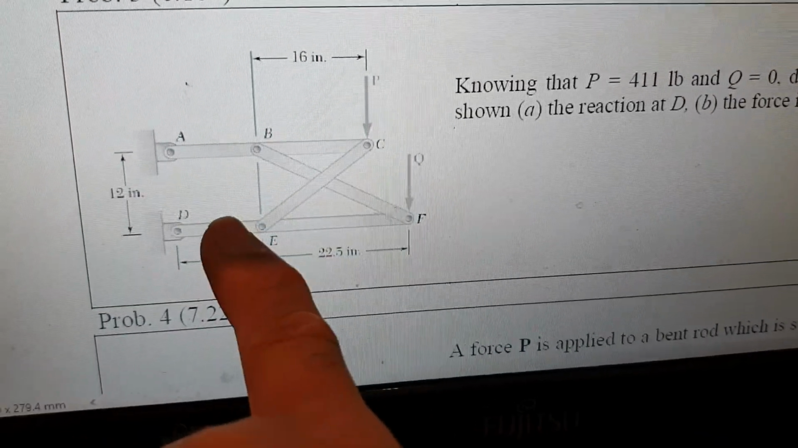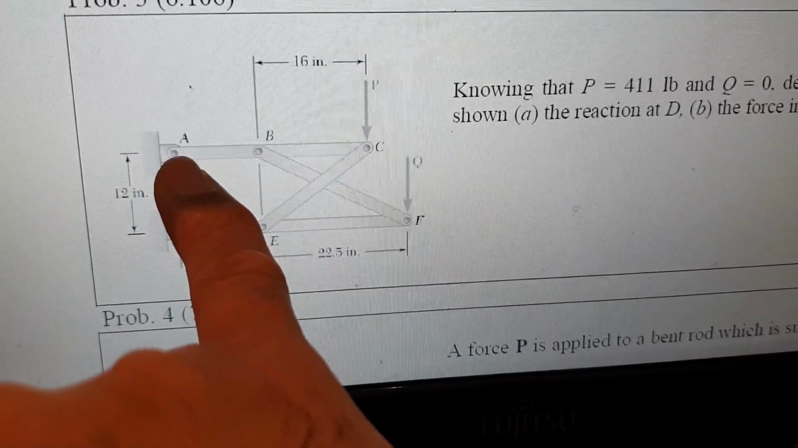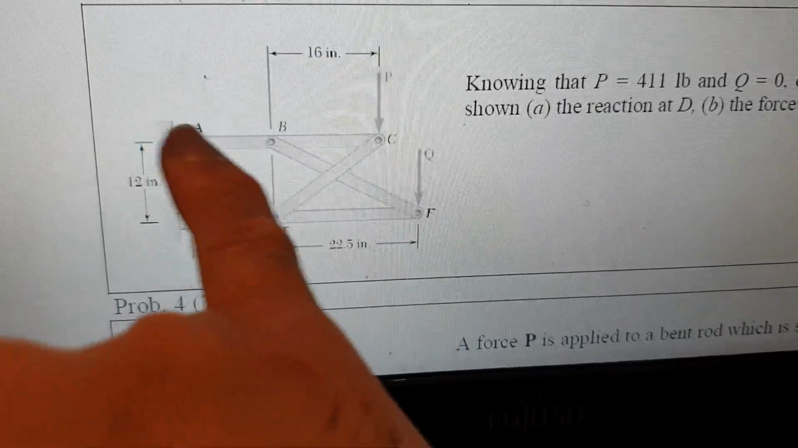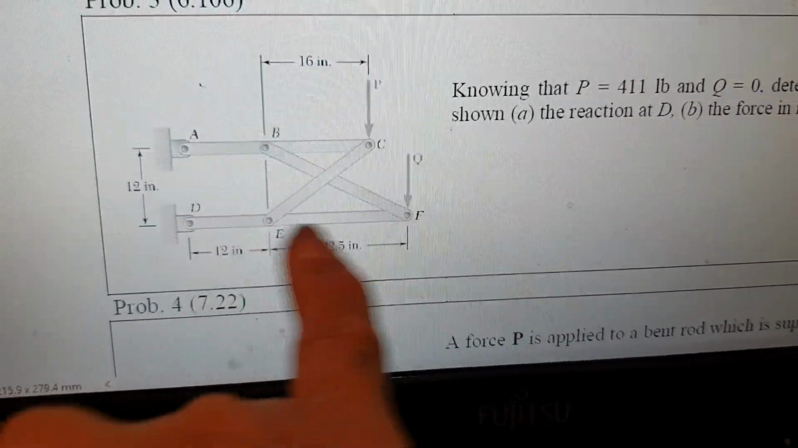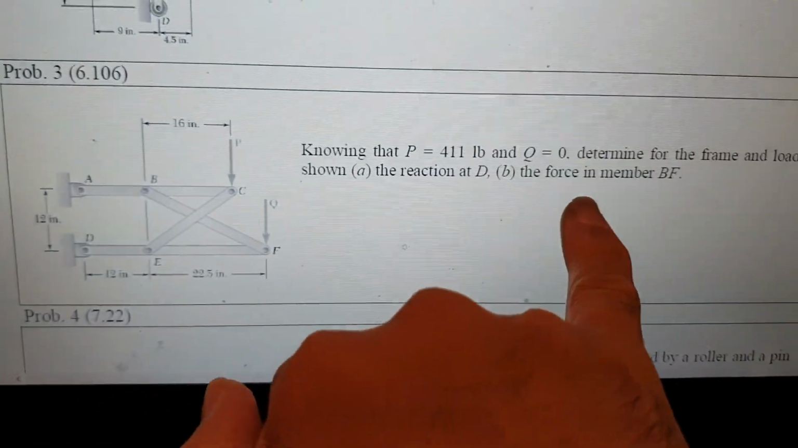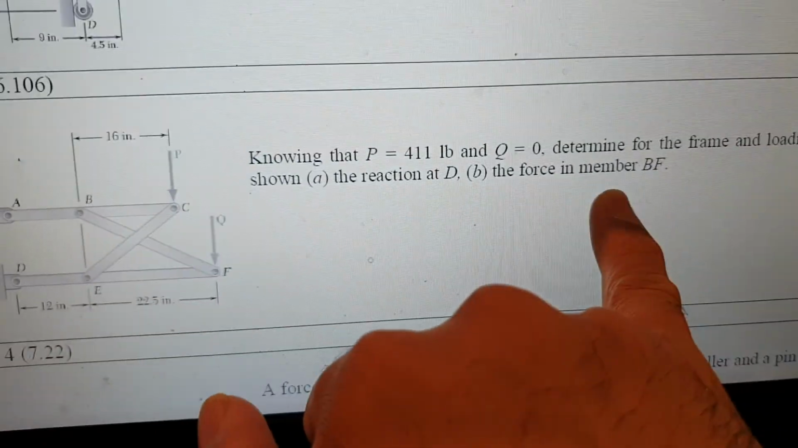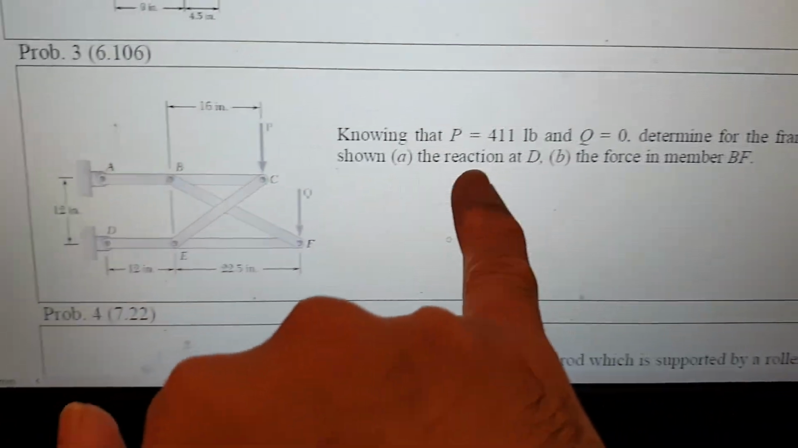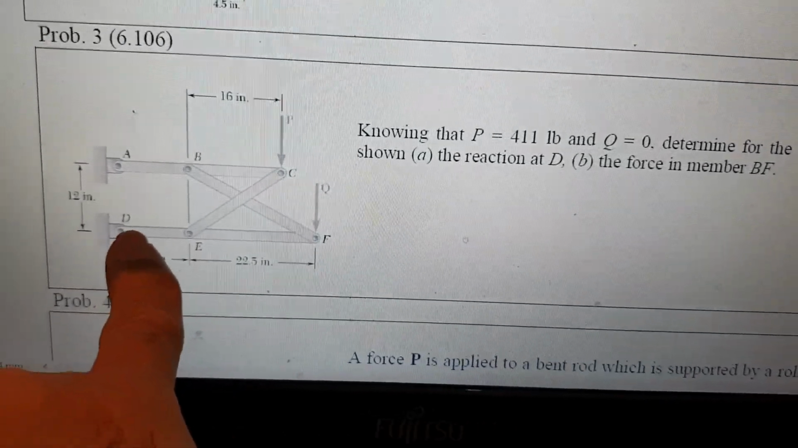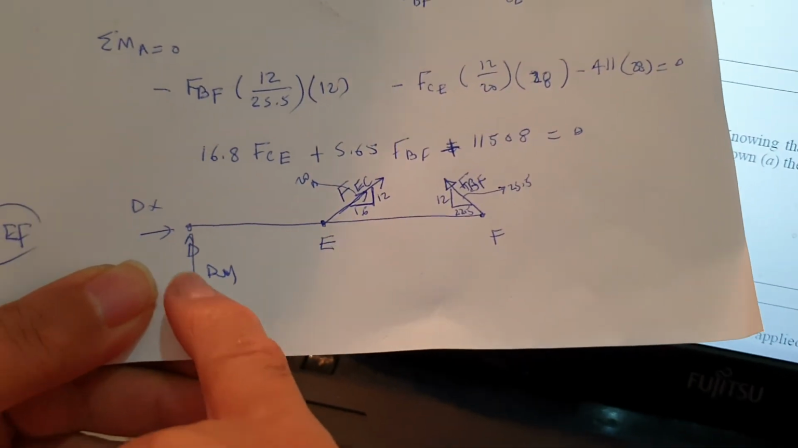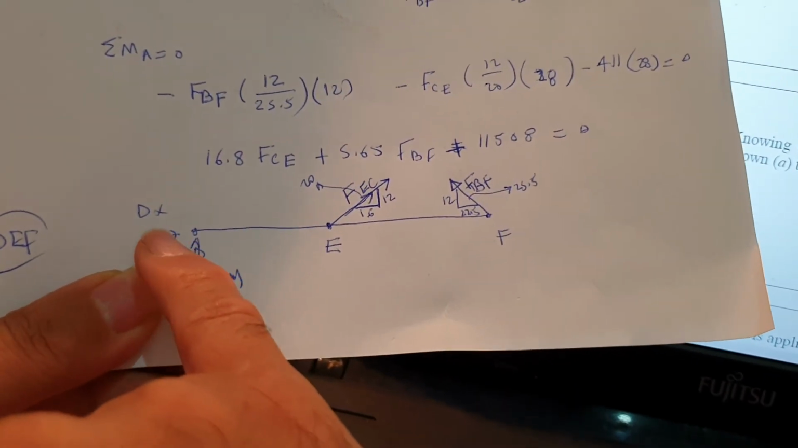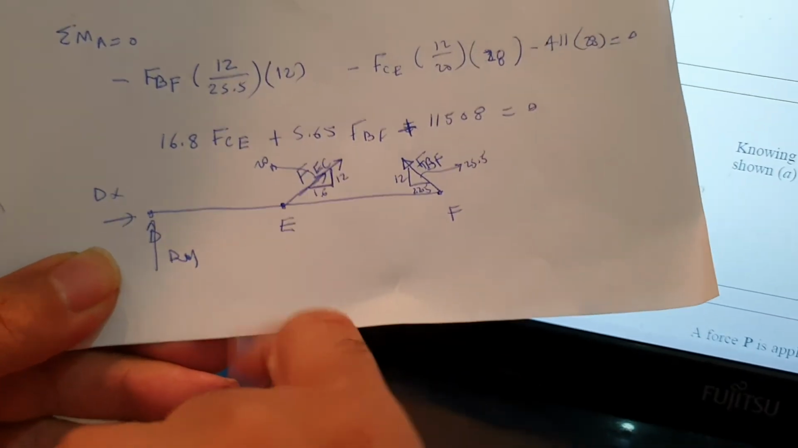Now we should find out the reaction at A by doing summation of forces. We could even do this one, find D, Dx and Dy. Which one does he want? He wants to find the force in member BF and the reaction at D. So we should take the last one, Dx and Dy, since we have it like that. We find this, we find this. So summation of forces in the y, we could find Dy, and summation of forces at the x, you could find Dx. So that's very simple. Thank you.